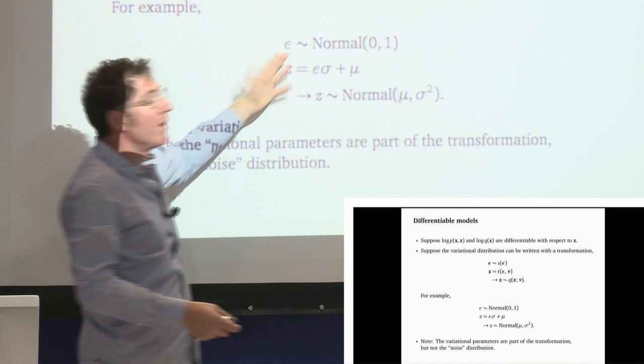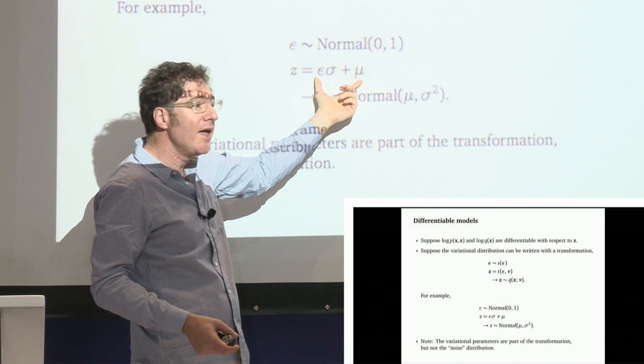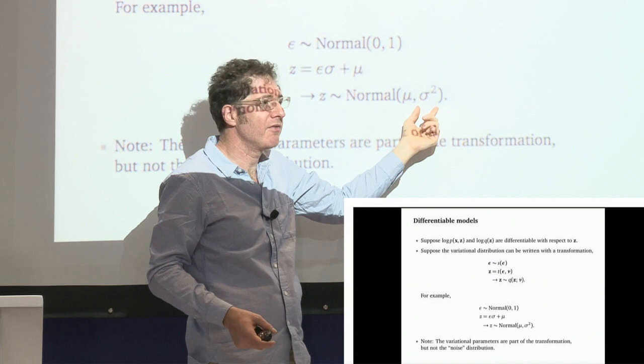So the simplest and most widely used example of this transformation is this one. You draw epsilon from a standard normal. You set z equal to epsilon times sigma plus mu. And what that means, if you go through that little process, is that z comes from a normal with mean mu and variance sigma squared. Okay?